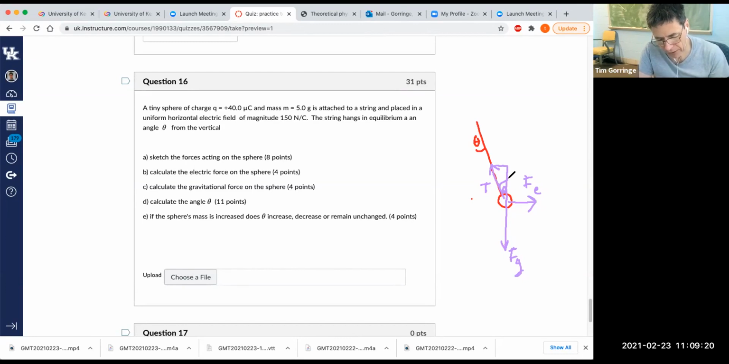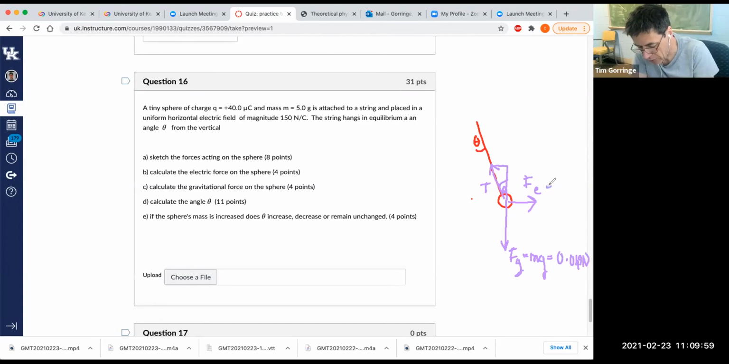We're asked to calculate the electric and gravitational forces that are acting on the sphere. Well, let's do that. The gravitational force is just the mass, that's the quantity that experiences gravitational forces, times the acceleration of gravity. The mass, we're told in the problem, is 5 grams. That's 0.005 kilograms. Multiply that by 9.8 meters per second squared. This comes out to be 0.049 newtons. So that's the gravitational force.